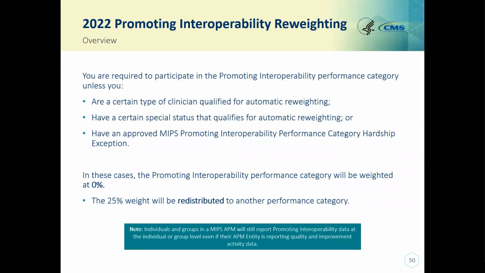Okay, so there are many ways you can be reweighted for promoting interoperability. So you could be a certain clinician type, such as a clinical social worker. You could have a certain special status, such as being hospital-based, or you could have an approved hardship exception. So in these cases, the 25% would be redistributed to another category.